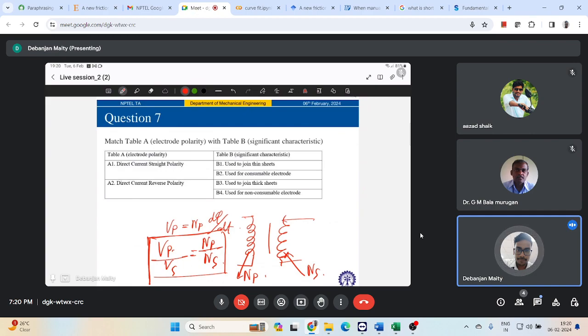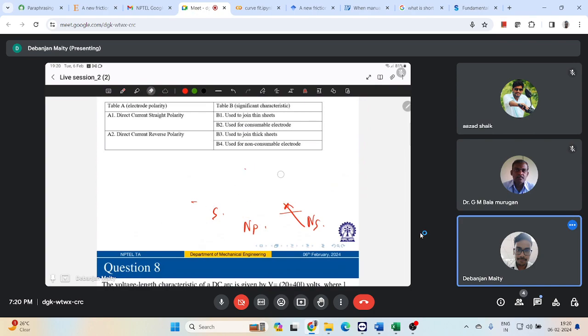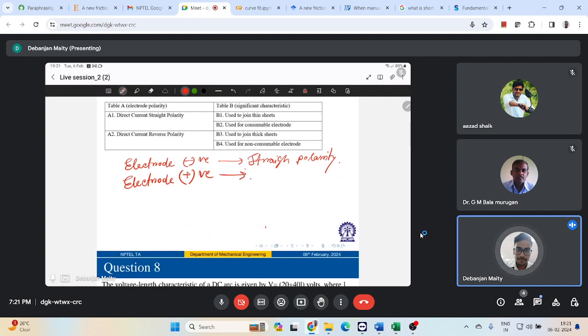So electrode negative is the standard practice. We call it straight polarity, and electrode positive, we call it reverse polarity, right?